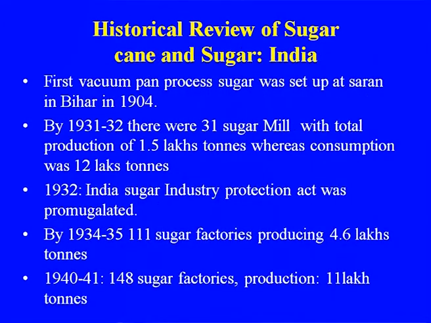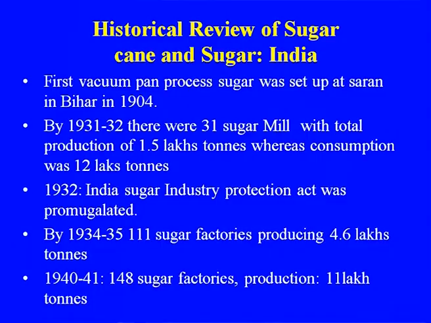The first vacuum pan processed sugar factory was set up in Saran district in Bihar in 1904. By 1931-32, there were 31 sugar mills with total production of 1.5 lakh tons, whereas the consumption was around 12 lakh tons. So you can imagine the requirement of sugar that was there.